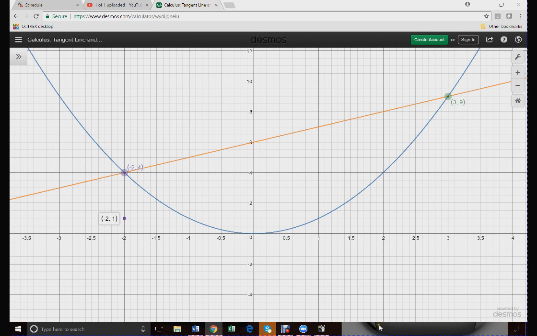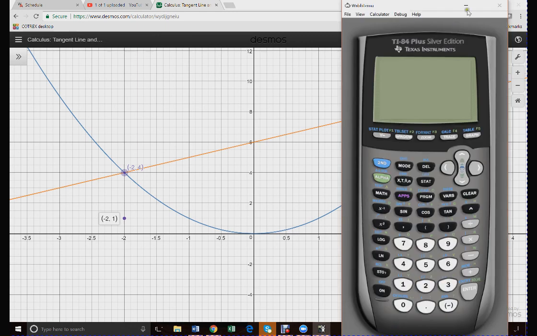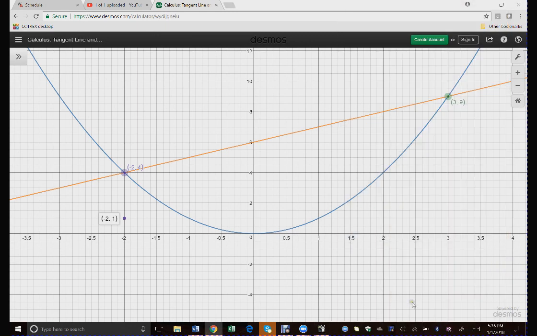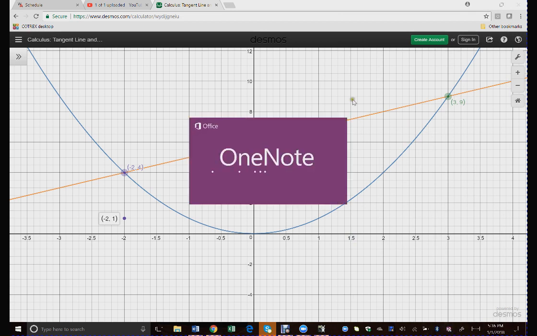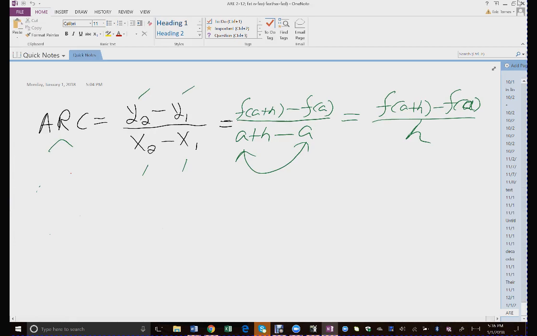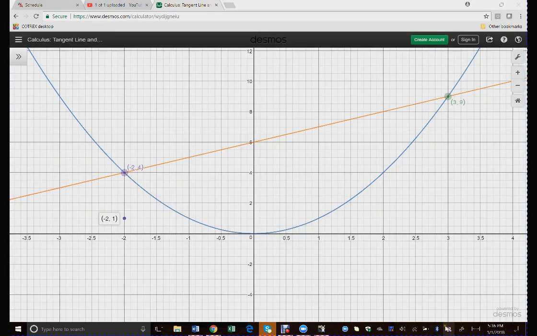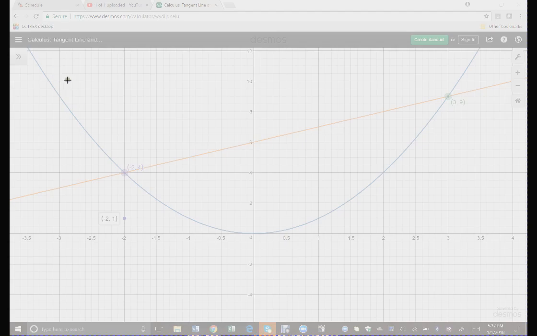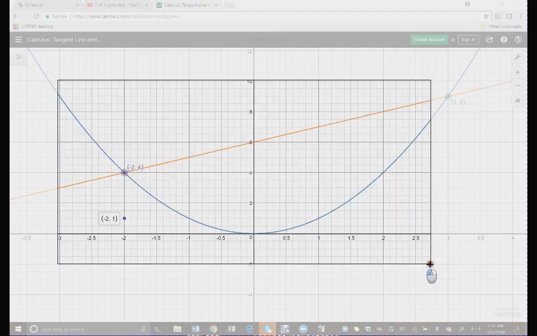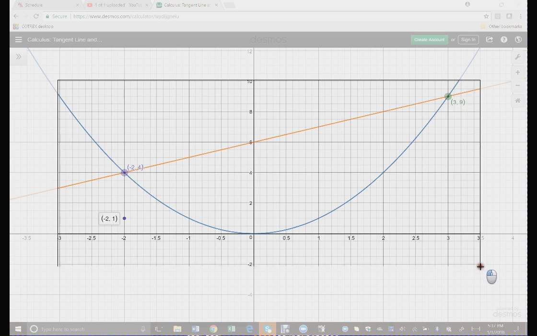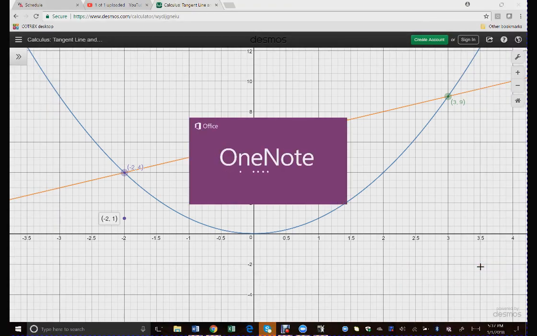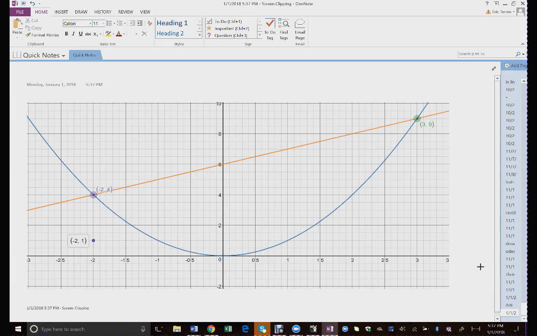So I'm going to take a little screenshot of this. So there's the function we just had, and all I've done is change this to a screenshot setting so I can write on the graph.